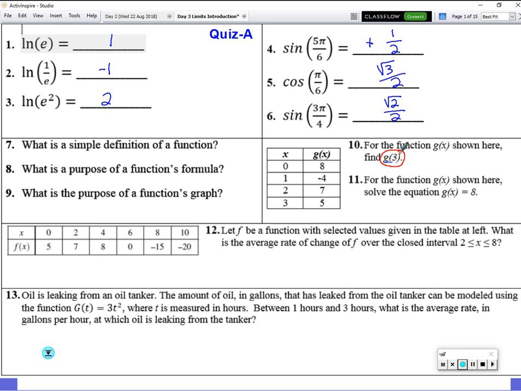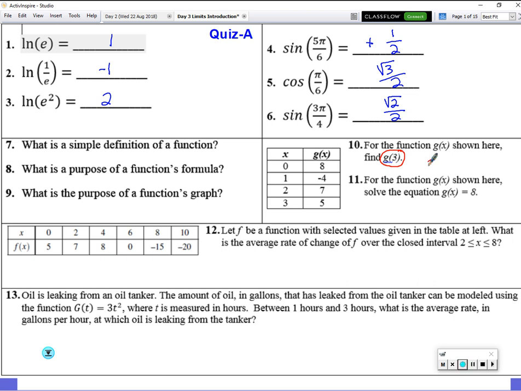It doesn't matter if you're right or wrong. All that's important is that you're trying. It really is. As long as you're trying, you'll be learning. So everybody who tried, give yourself 2 tally marks. The correct answer is you're finding an output. The symbol G of 3 means output.